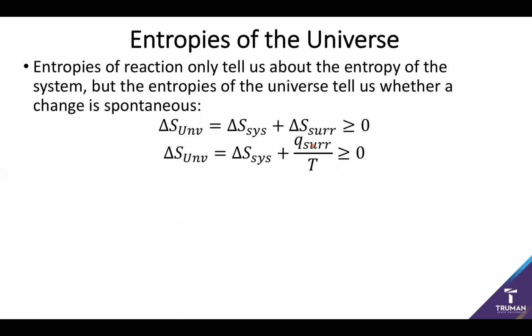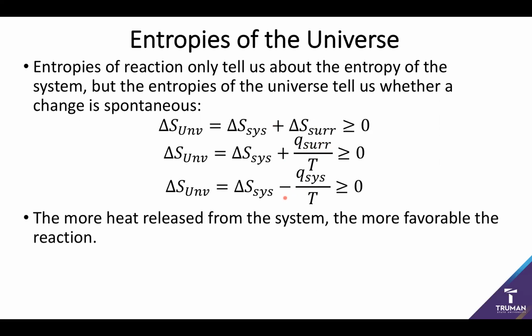However, we often really hate talking about the surroundings, so we've previously replaced this with the heat of the system by essentially just flipping the sign. Again, the more heat released from the system, the more favorable the reaction. The lower the relevant temperature, the more this has an influence, and the less influence the entropy of the system has. However, we run into some slight issues because heat of the system is a path function, making entropy of the universe also a little bit path dependent.